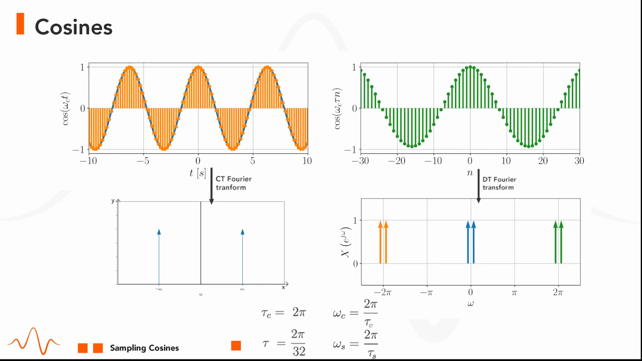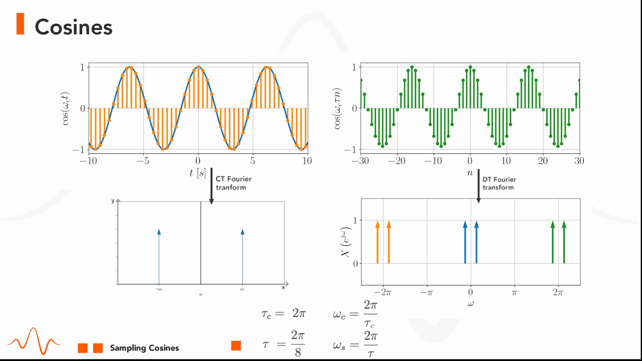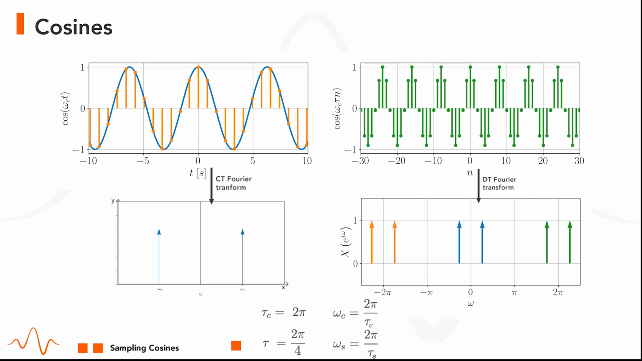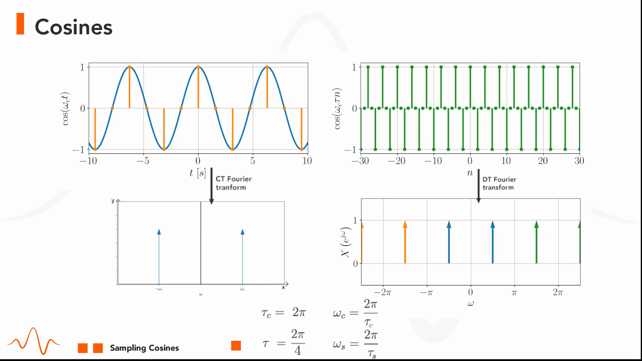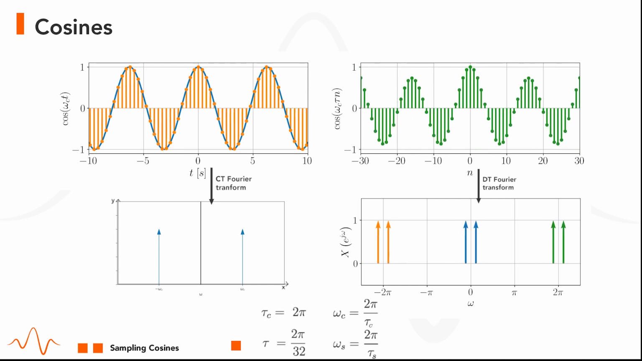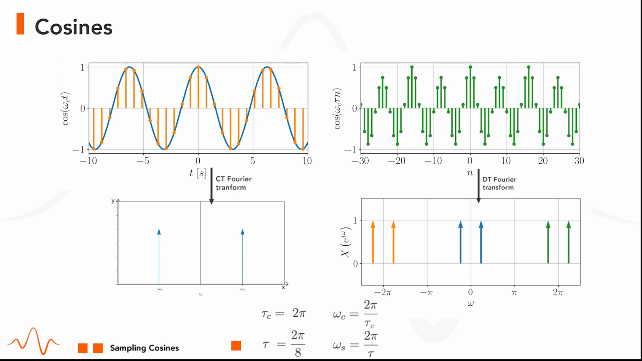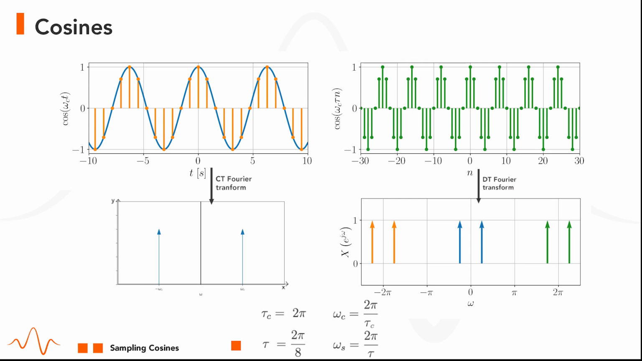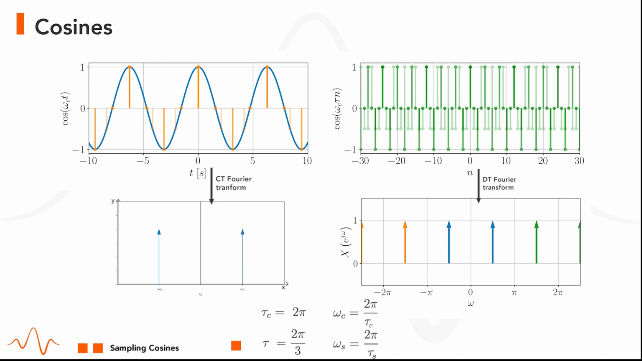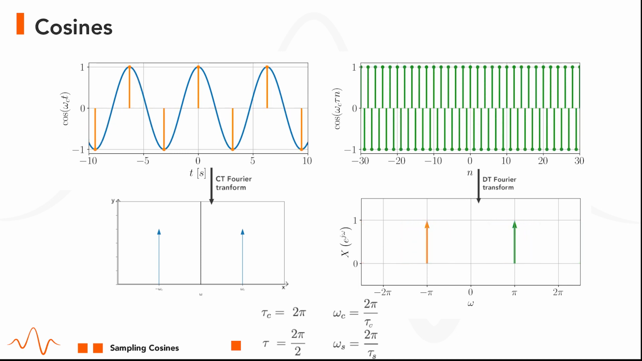If the sampling period tau is really small, say 2 pi over 32, then it is clear it is a cosine in discrete time. However, as the sampling period increases, say to 2 pi over 16, to 2 pi over 8, 2 pi over 4, or equivalently the sampling frequency decreases, it becomes less and less clear in the time domain that it is a cosine. Let us now increase further the sampling period to 2 pi over 3, 2 pi over 2, and 2 pi times 2 over 3.